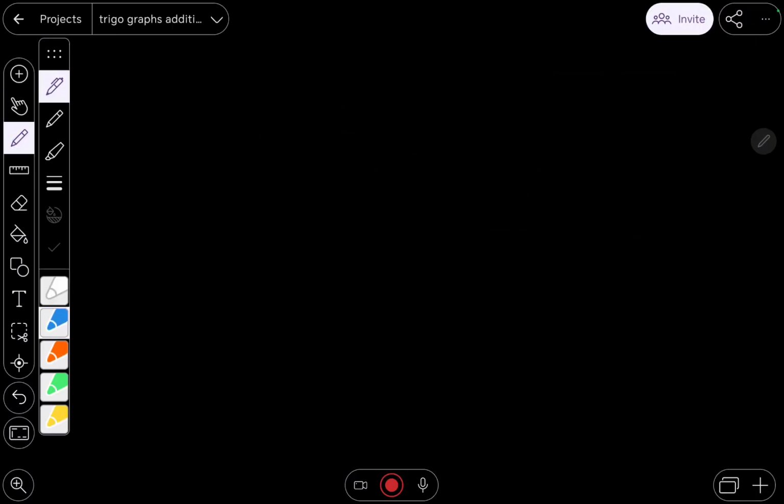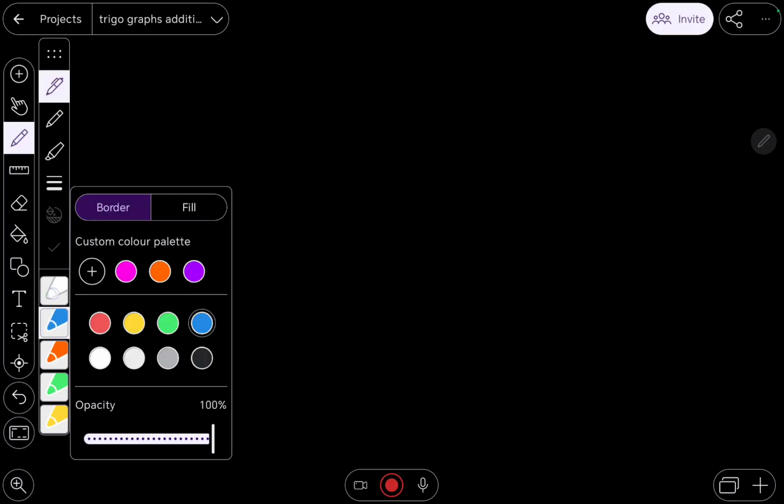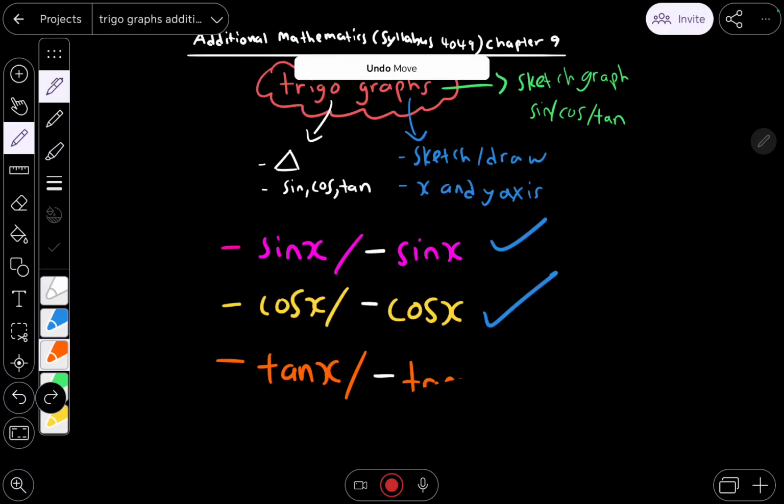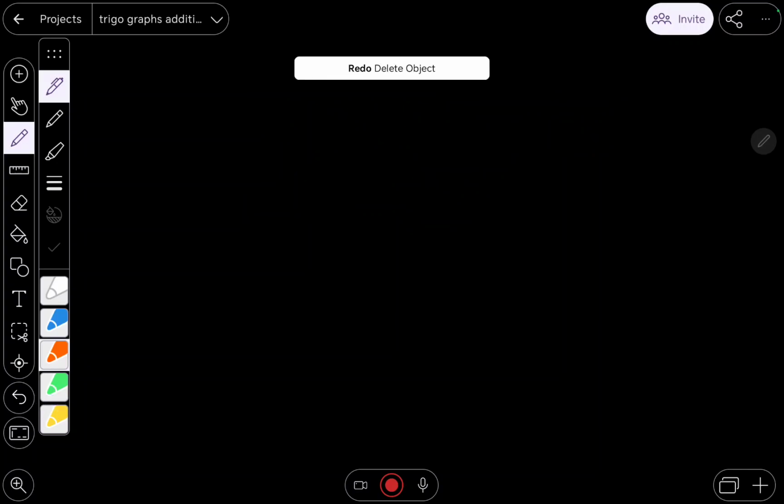Okay, so we're gonna look at four different graphs, yeah? So if I'm not wrong, I remember I think it was pink and yellow, right? Let me just check. Yeah, pink and yellow. Okay, so pink for sine, yellow for cosine. Alright, so we're gonna look at sine x graph first.